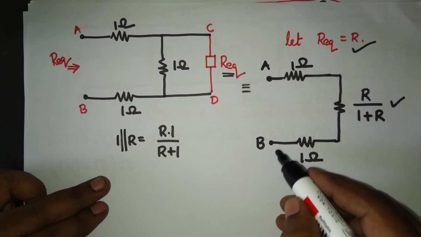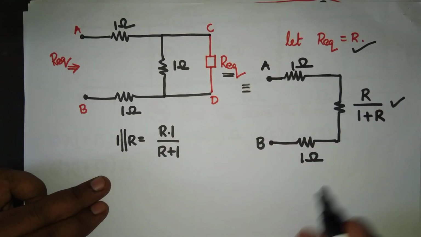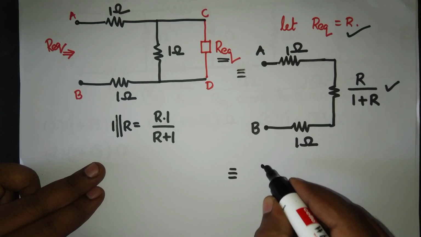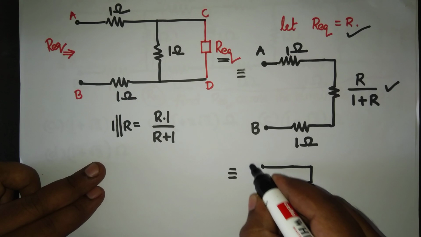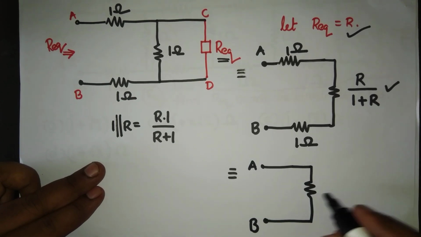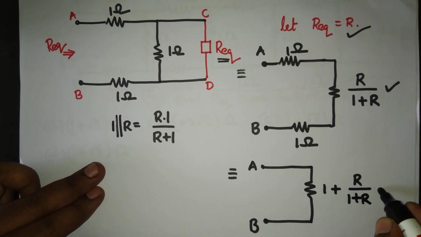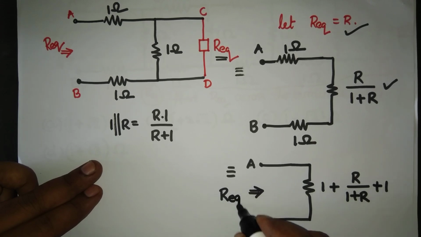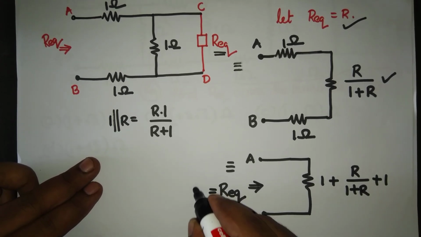Now between these two terminals A and B, you have these three components in series. So finally, between the terminals A and B, you have 1 plus R by 1 plus R, plus 1. And here, looking into these terminals A and B, again we are seeing this R equivalent, where R equivalent equals R as we assumed.